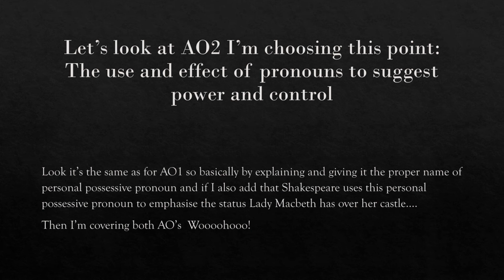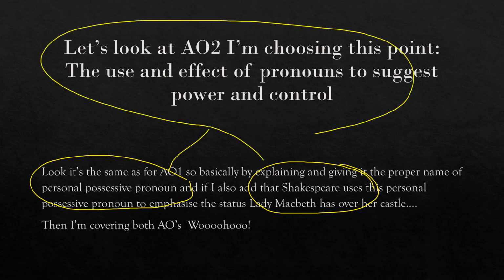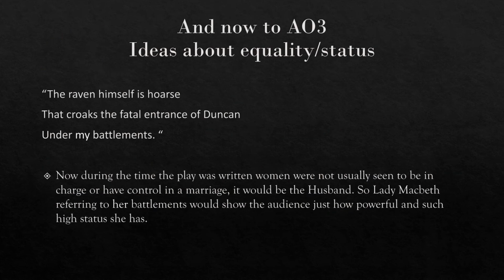With the word "my", rather than just explaining that it's a pronoun, if we refer to it as the personal possessive pronoun, and we talk about how Shakespeare chooses this personal possessive pronoun, then together we are including AO2 in our explanation for AO1. And again, the possessive pronoun "my" can be included with AO3 because we are talking about equality and status, her ownership, her possession of the castle.